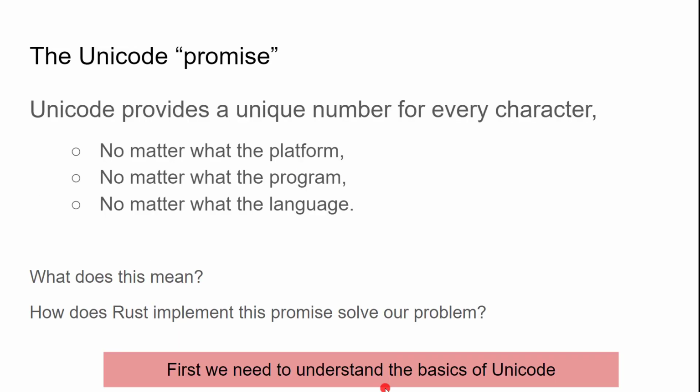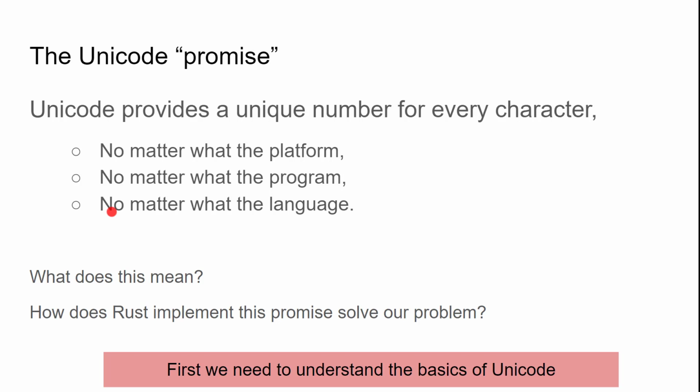Unicode offers a promise, and that promise is that for every character, Unicode will provide a unique number for that character, no matter what the platform is. It could be Windows, Mac OS, or Linux. It doesn't matter. It also doesn't matter if the program is a web server or a document editor. And finally, it doesn't matter if the language is English, Chinese, Japanese, or even an ancient language.